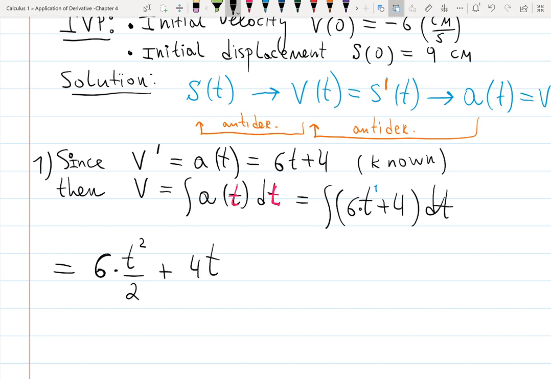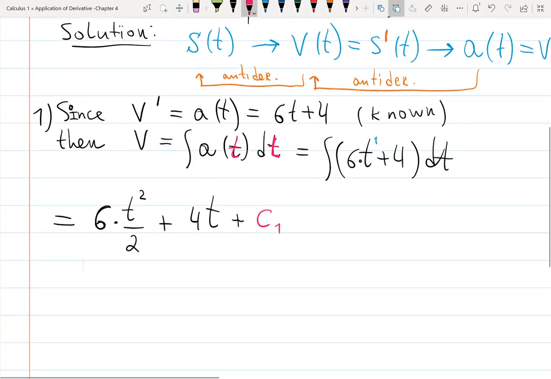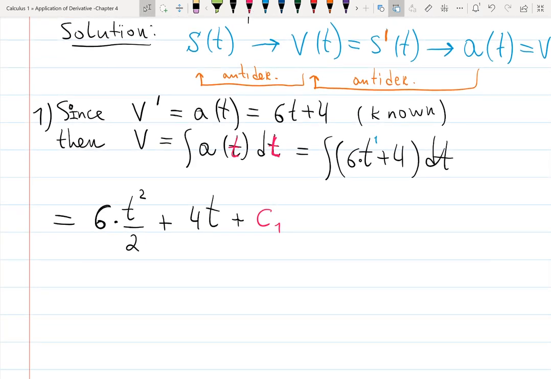Just remember, it will be much faster if you remember: integral of a constant gives you constant times t. Or it's basically 4 times an empty integral, and an empty integral gives you a variable t. Plus c1. I will call it c1 because we're going to have several c's since we're integrating several times. Now, let's simplify. It will be 3t squared plus 4t plus c1.